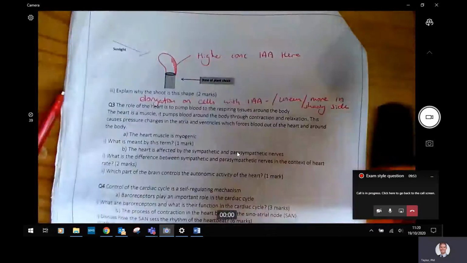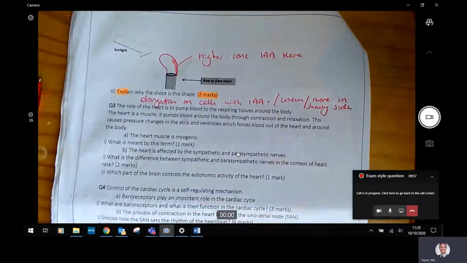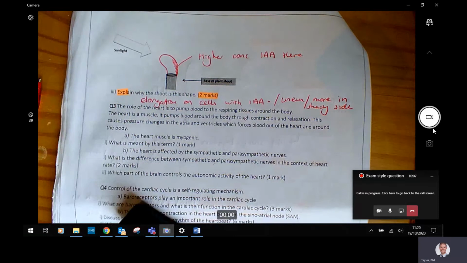Again we needed to explain, but I saw that it was only 2 marks. Why is it like that? Well, they're like that because the cells elongate when they have IAA, and there's more on the shaded side, so that gives you that specific shape. Okay, so that should be the answer to that, how you answer those questions.